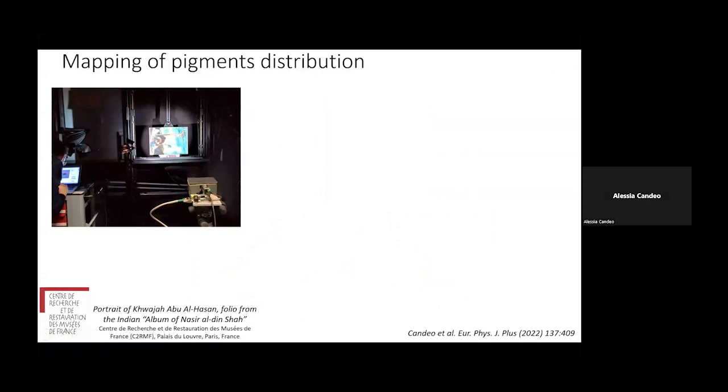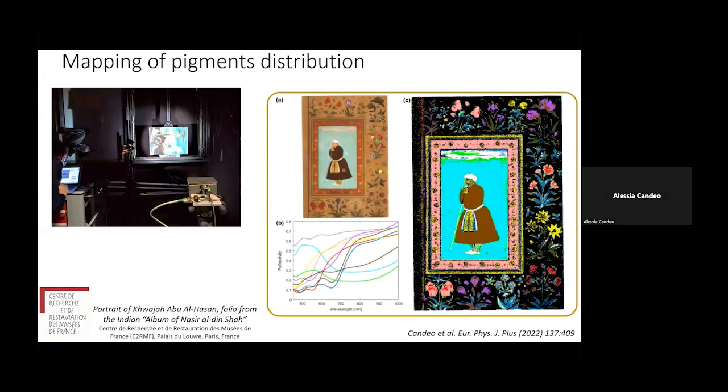It was possible to carry our instrument also, for example, to the C2RMF at the Palais du Louvre in Paris. We used the camera to study the different distribution of pigments on paintings. For example, in this case, it was possible to map all the different pigments that were used in this Indian folio.